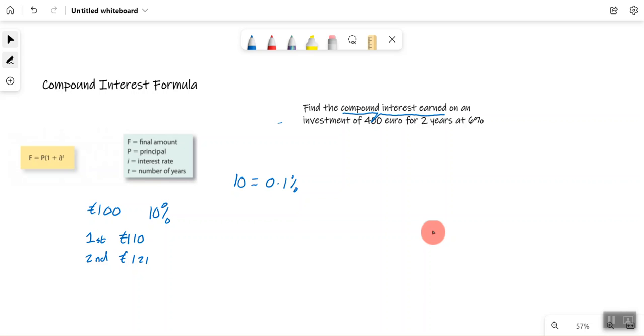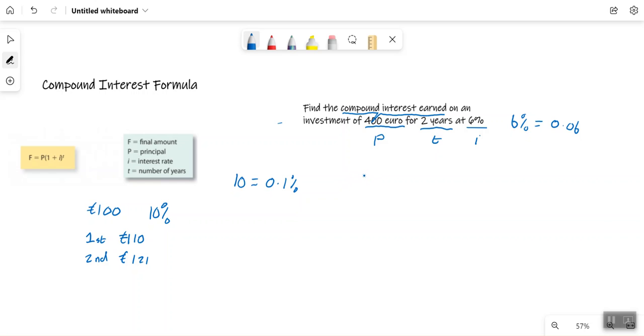On an investment of €400, you have to be able to identify that this is the principal. That's what's going to be put in. 2 years is going to be your t, or your time, and then the interest rate, which is 6%, is your I. And remember, you always have to put this in as a decimal. So for example, 6% is going to be equal to 0.06.